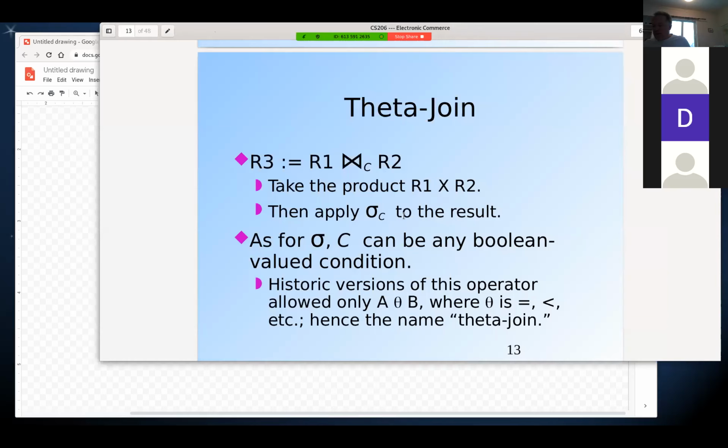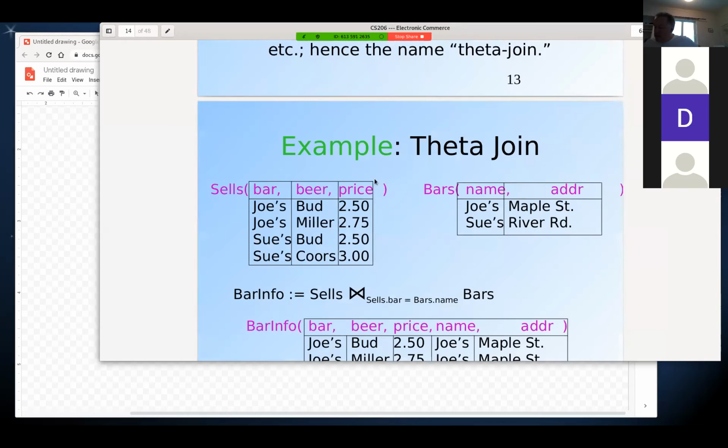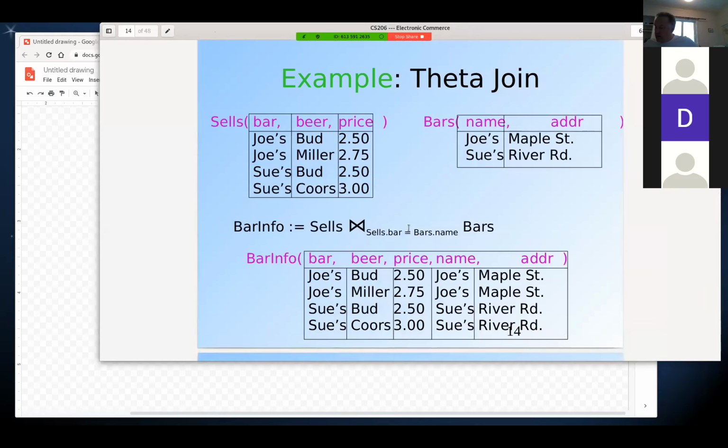So what a theta join is: instead of doing the Cartesian product with an X, it uses a little bow tie, and then it has a condition on that. What the theta join is doing is a Cartesian product followed by a selection. All right. So here's an example of a theta join. It's a little bit easier to write than the Cartesian product plus the selection.